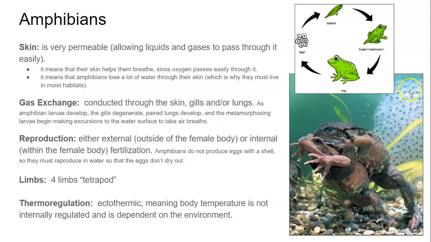In here you can see a bunch of amphibian eggs behind these 2 frogs who are copulating and doing fertilization. They do have 4 limbs, so they're what we call a tetrapod. Tetra meaning 4, pod meaning feet, 4 feet. And they're also ectothermic, meaning that their body temperature is not internally regulated. It's dependent on their environment.